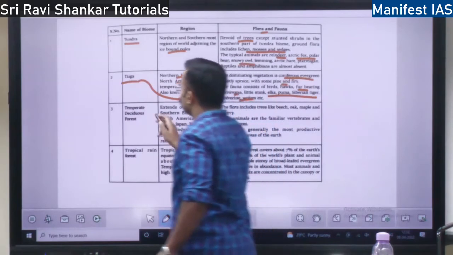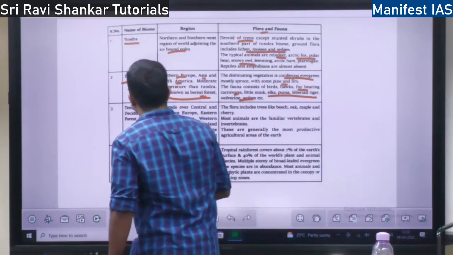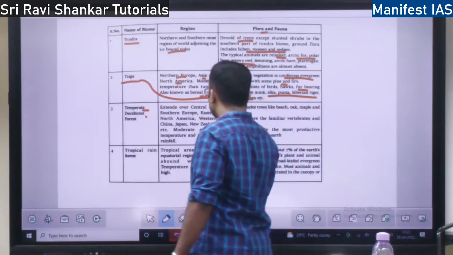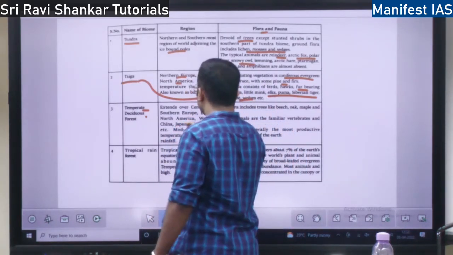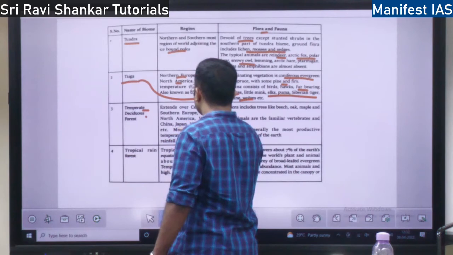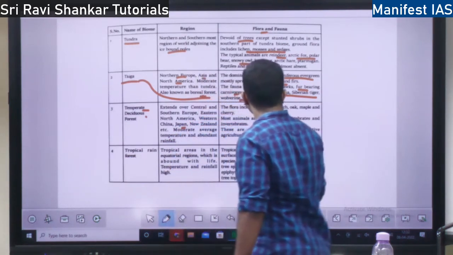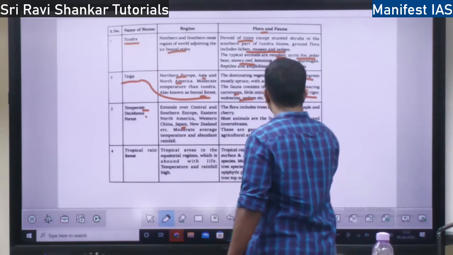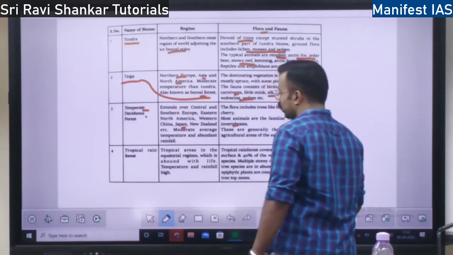Then you have temperate deciduous forest. These are the major regions: Eastern Northern America, Western China, Japan, all these areas. Here beech, oak, maple are the trees. Animals here, vertebrates, all types of animals are there.